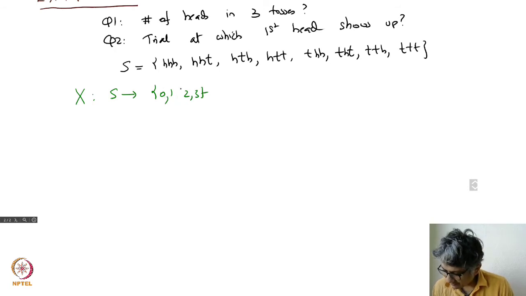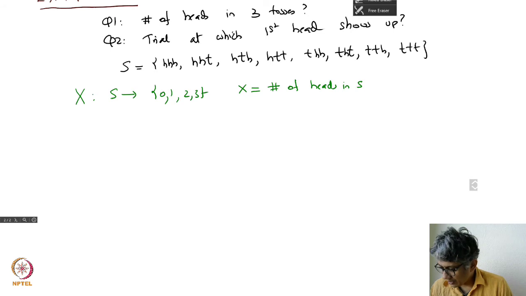I define x in the following form. I define x to be what I do is take a point and I just count the number of heads. So what I do is I rewrite this a little bit. So x of s is this. So let me start with this a little bit.